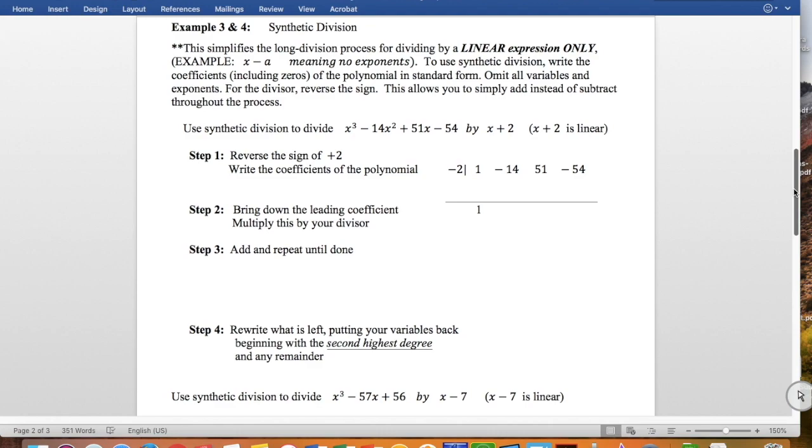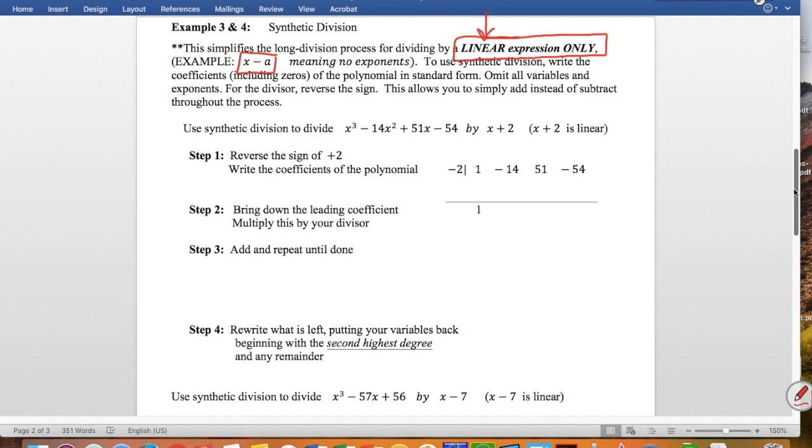Now, synthetic usually kind of means fake. It's not fake division. It's just not long division. It's going to be a little bit simpler for you. So this simplifies the long division process by a linear expression only. So I want you to box in those words, please. A linear expression only. So if I'm dividing by something that looks like this, it cannot have an exponent. Your linear expression is the only option for synthetic division.